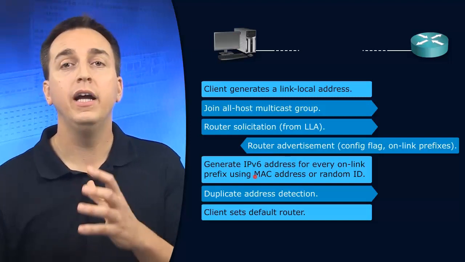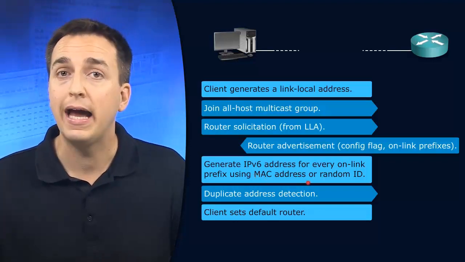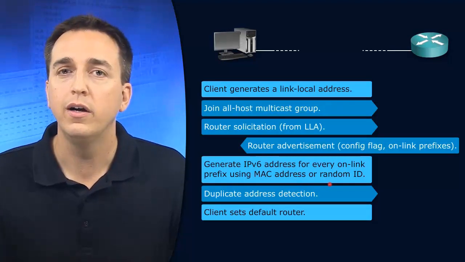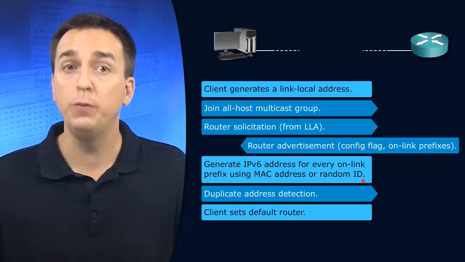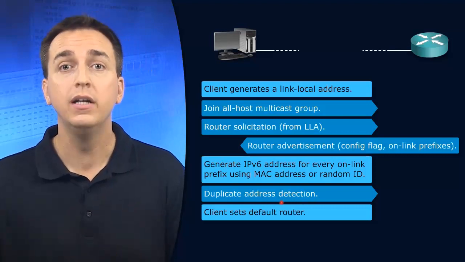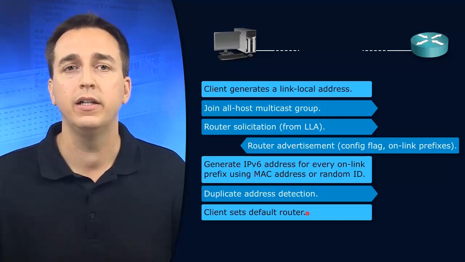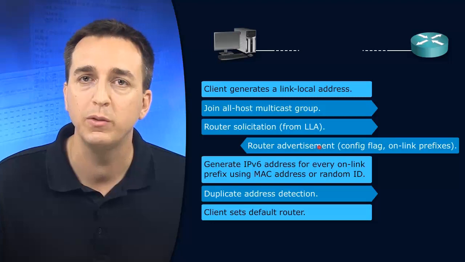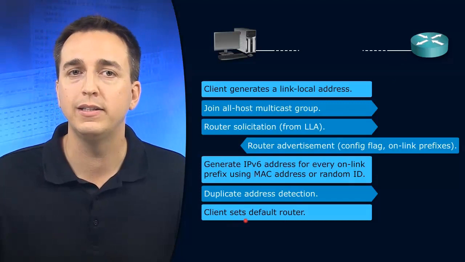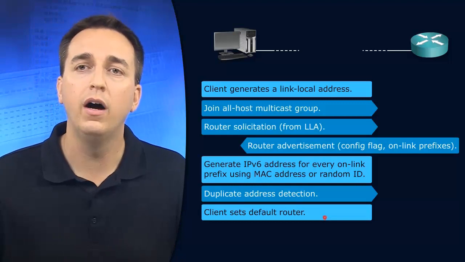The prefix is only going to contain the first 64 bits of the IPv6 address. And then after that, the MAC address can be used by the client to generate the interface portion, or a random ID can be utilized. Duplicate address detection, or DAD for short, is then utilized to determine if that IPv6 address that the client generated is unique for the local area network. And then lastly, the client says, hey, I received that router advertisement from the router that uses this particular link local address. So it sets its default router now to the IPv6 link local address of that router interface.